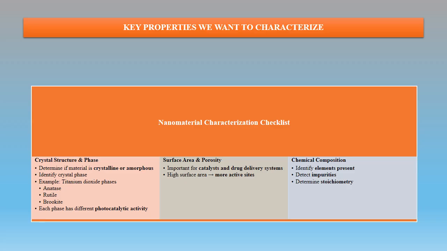Fourth is surface area and porosity, especially relevant for catalysts and drug delivery systems. A high surface area means more active sites. Fifth is chemical composition. We need to know what elements are present, are there impurities, and what is the stoichiometry of that material.